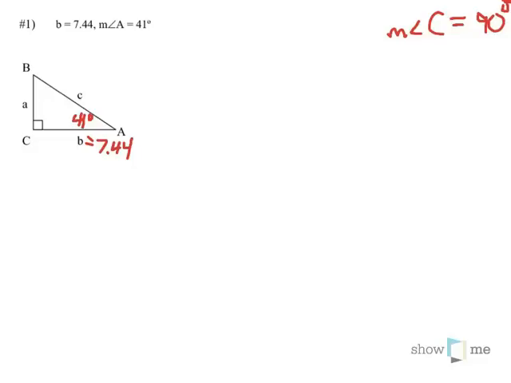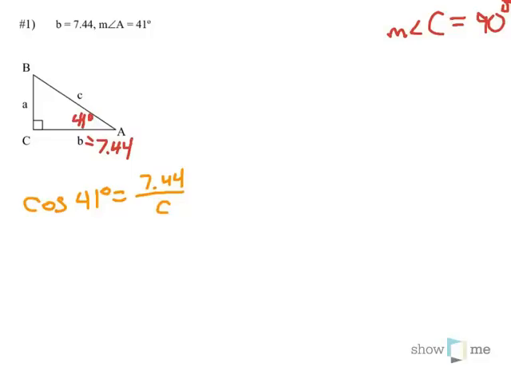We could use cosine to figure out what side C is. The reason is, starting with our acute angle 41, we have the adjacent leg and we have the hypotenuse. So the adjacent leg and the hypotenuse relative to 41 degrees is cosine. So cosine of our angle equals the adjacent leg divided by the hypotenuse. Trying to solve the equation, we're trying to get C by itself.